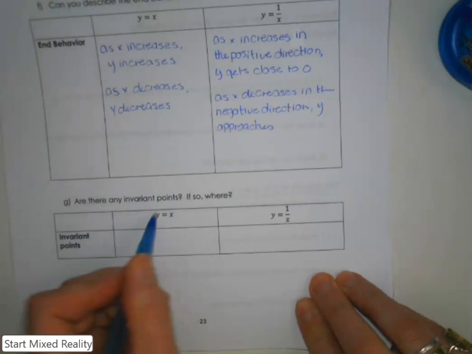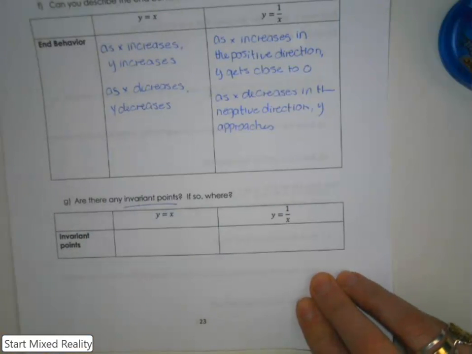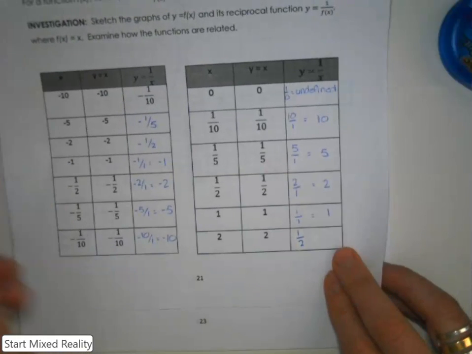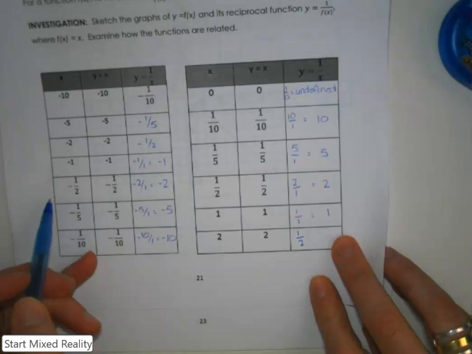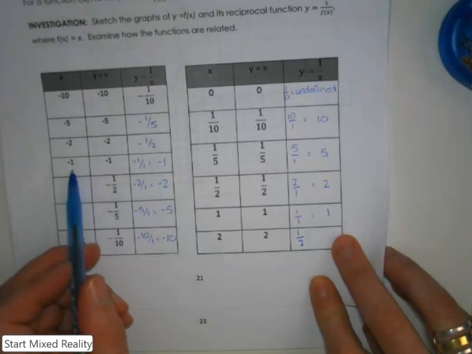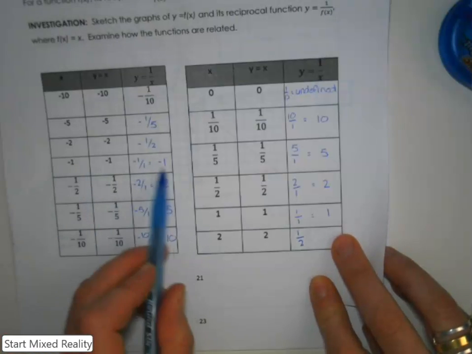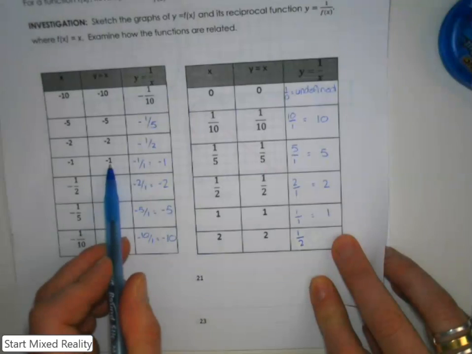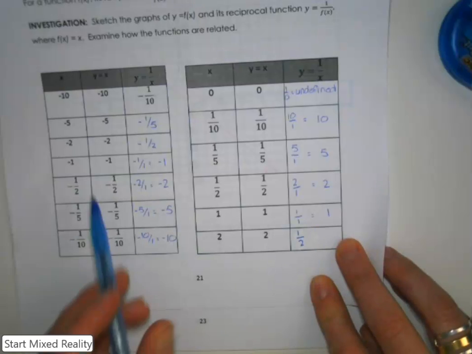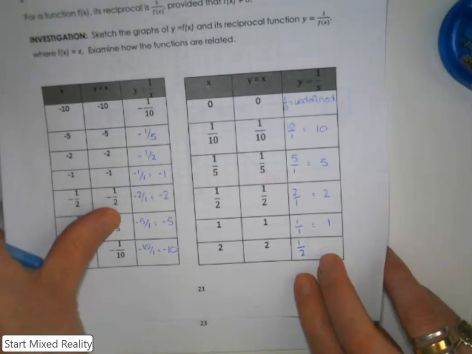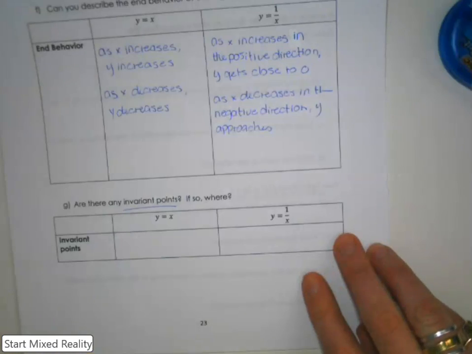Last one, are there any invariant points? If you remember, I mentioned that we're going to learn a special name for two special points. So what were our unique points on this chart? The unique points were the ones where the value of x and the value of y in the original graph and the final graph were all the same. And those two points are always -1 and +1.